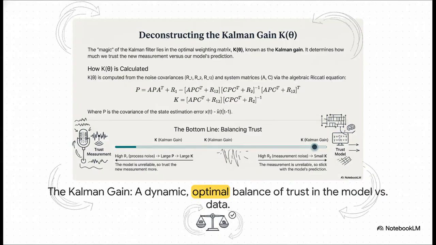So how does it pull off this magic trick? The secret is something called the Kalman gain. And the best way to think about it is as a trust slider. Just look at this visual. If our measurements are really noisy and unreliable, the gain is low. The filter basically says, nah, I'm going to trust my own prediction more. But if our model is the shaky part, the gain is high, telling the filter to pay really close attention to that incoming data. It's this constant, optimal balancing act between what it thinks and what it sees.